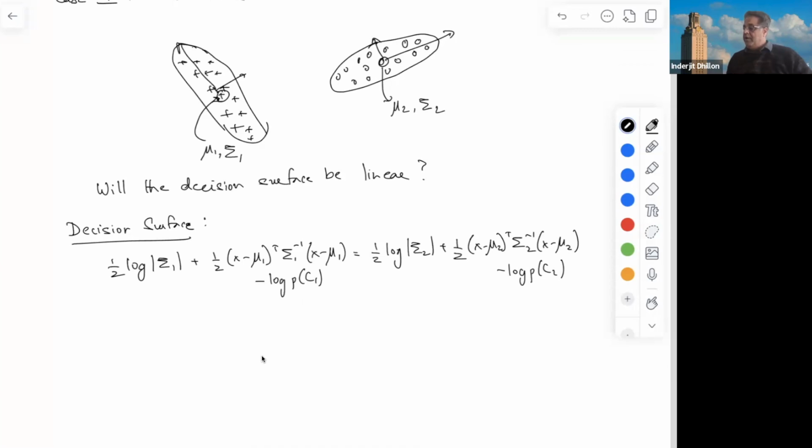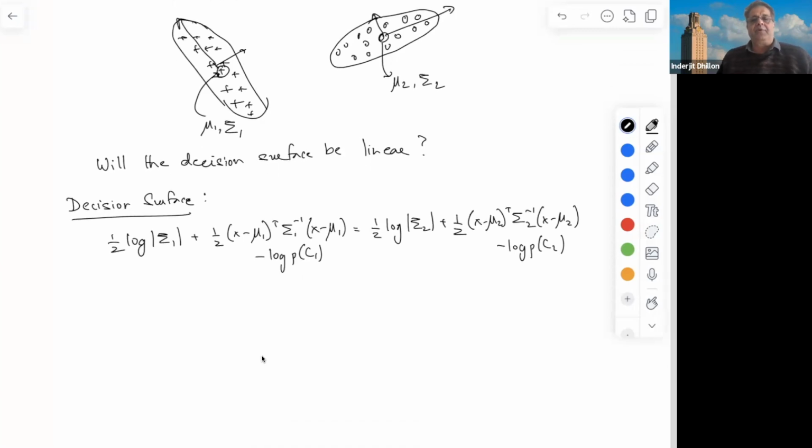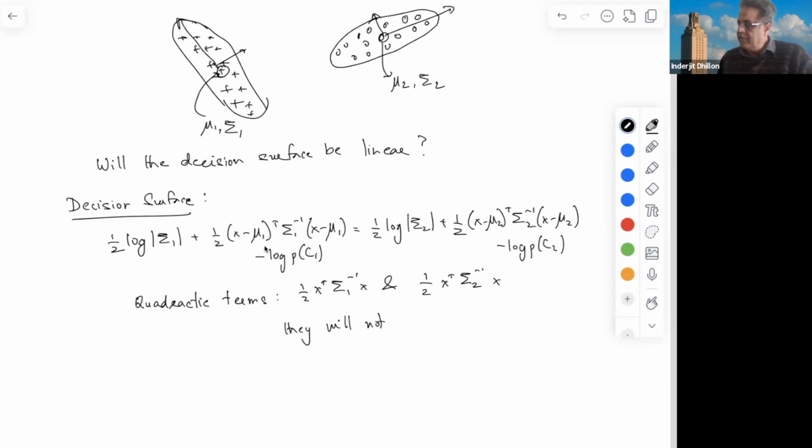Okay, so you can see that the quadratic term over here, if I expand this out, is 1/2 x transpose sigma 1 inverse x and 1/2 x transpose sigma 2 inverse x. Okay, they will not cancel if sigma 1 is not equal to sigma 2.